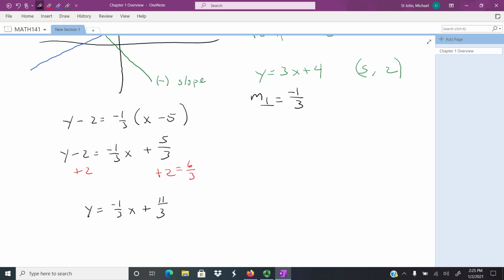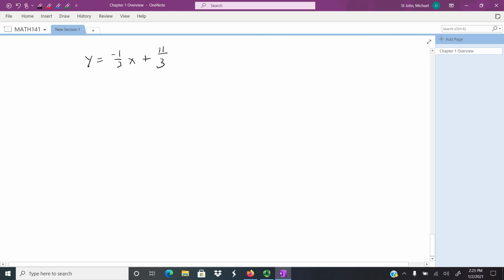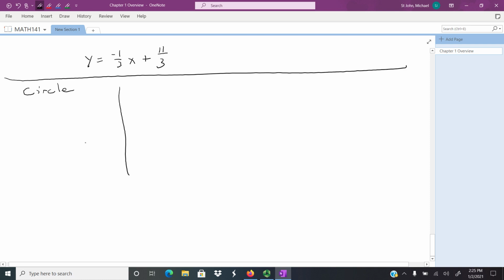And then the last section of this chapter finishes off with a bit on circles, the equation of a circle. We can first look at a circle that is centered about the origin. The equation here is going to be x squared plus y squared equals r squared.